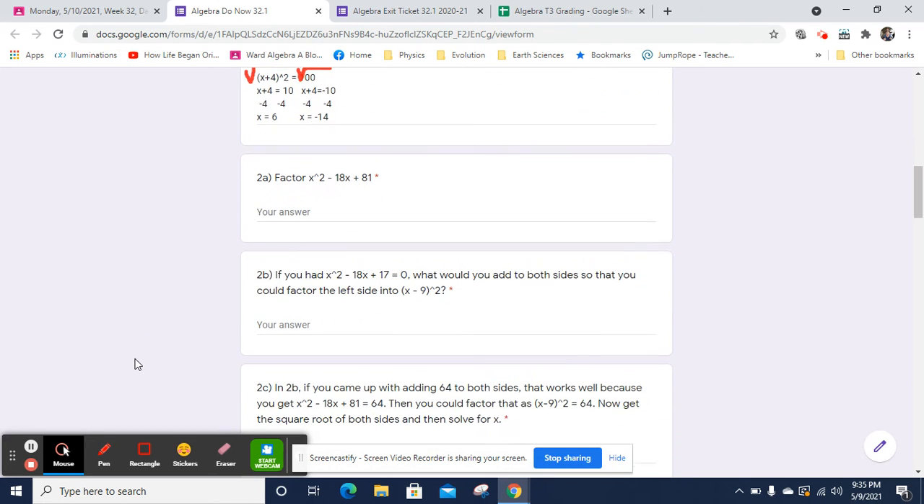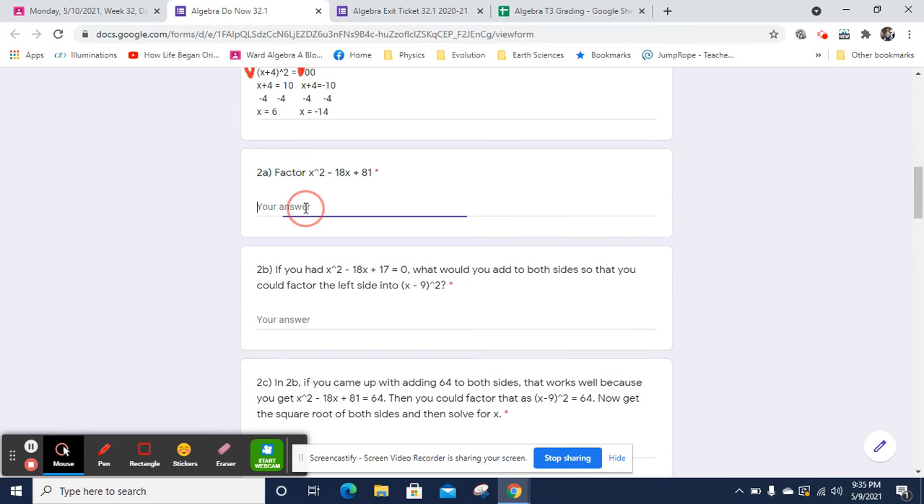Similar problem here. We've got x squared minus 18x plus 81. We need two factors of 81 that add up to negative 18. Of course, this is a perfect square. 81 is a perfect square of either 9 or negative 9. And the middle term needs to be 2 times the square root of that times the square root of that. Since it's negative, we're looking for the negative square root of that.